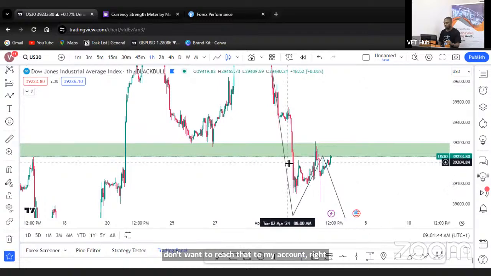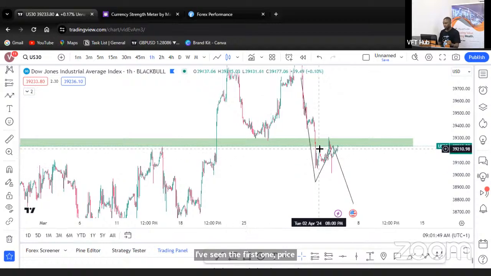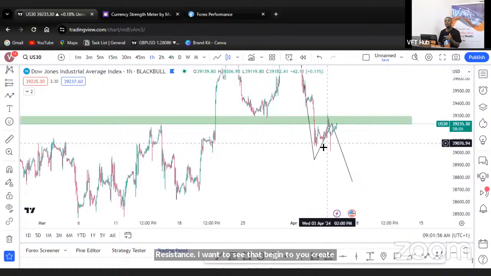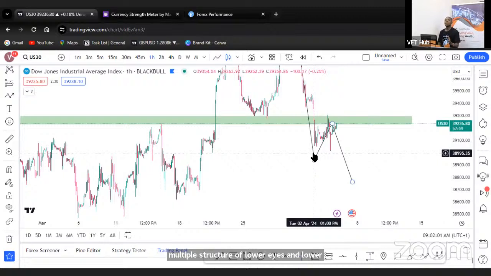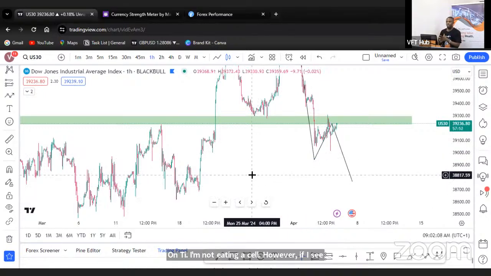I've seen the first one, price broke through this support level and then the support on resistance. I want to see that begin to create multiple structures of lower highs and lower lows to the downside. Until I see that clearly formed, I'm not taking a sell. However, if I see the proper formation of my entry pattern, which I think we all know by now, I will start preparing to take that buy position, right? That'll be all for US30.